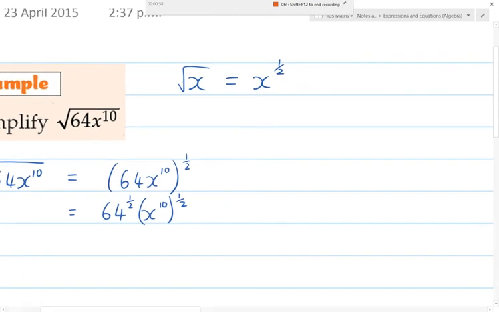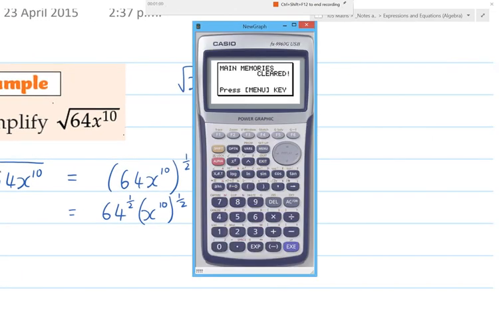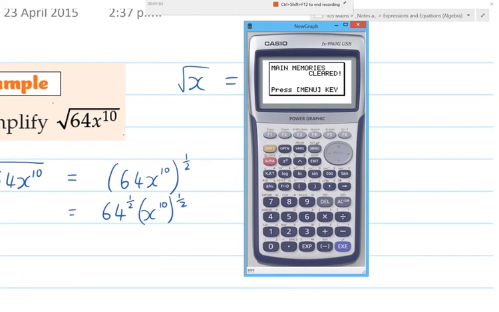For 64 to the power of a half, we'll use our calculator. So we'll go 64, and then the power of button is that chevron button there, so you need to find the equivalent on your calculator. And then a half, which I will put in brackets so our calculator knows what it's doing here. We'll press equals, and that gives us 8. So the square root of 64 is 8.